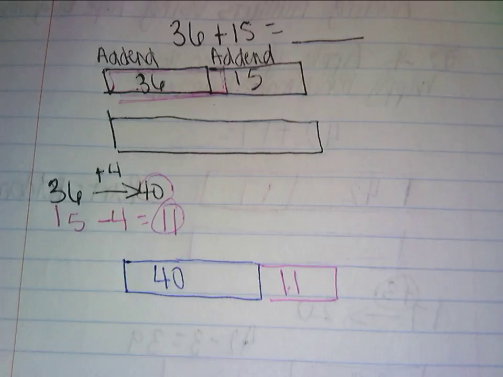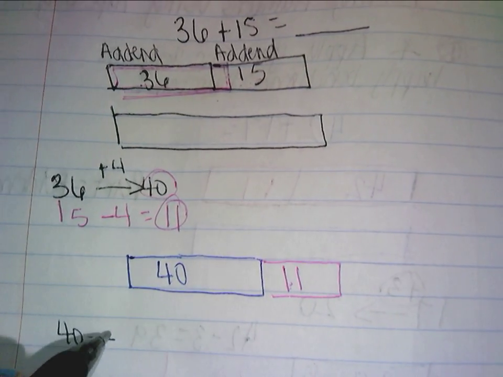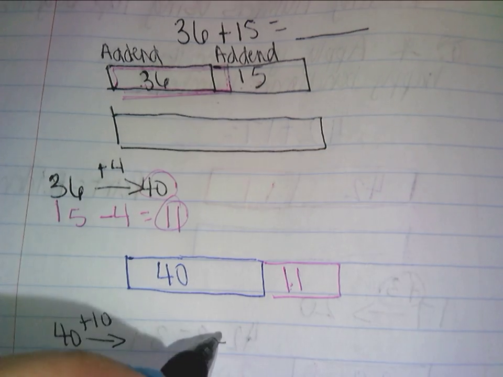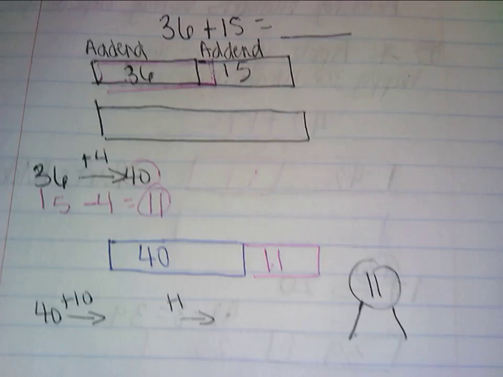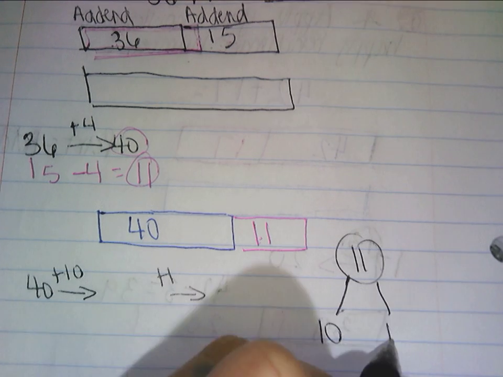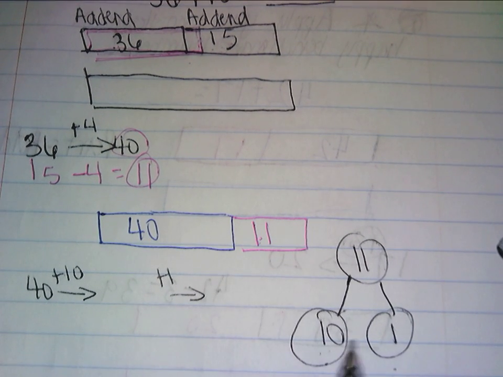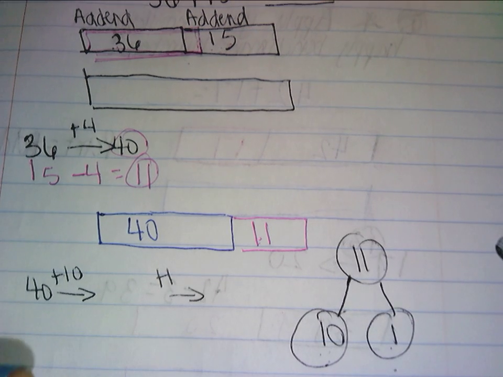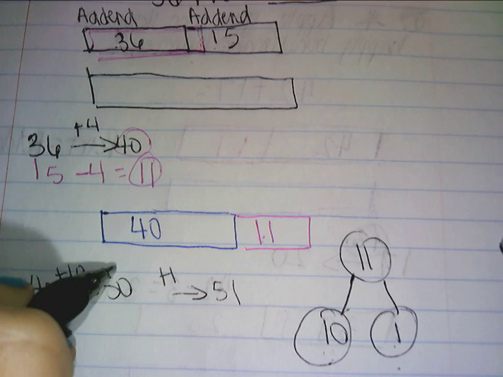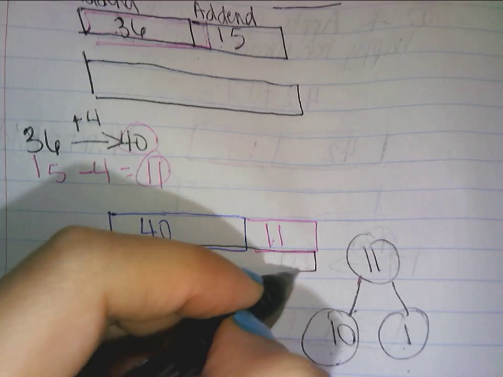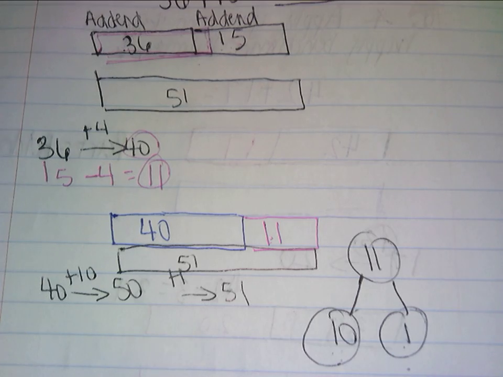So now I'm going to add that together. 40 plus 10, and then I could do plus 1. The way I did that is I broke apart 11 into 10 and 1, so that you're adding multiples of 10 and 1. But in this case, it's only one group of 10 and one group of 1. So 40 plus 10 is 50. 50 plus 1 is 51. So that's my whole. 51. So this is 51, okay?